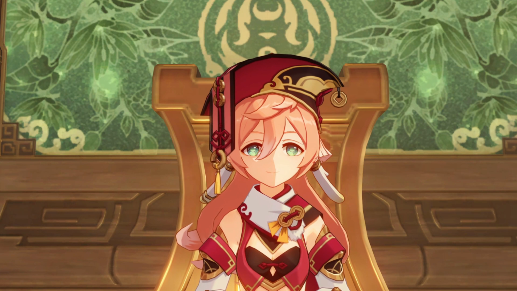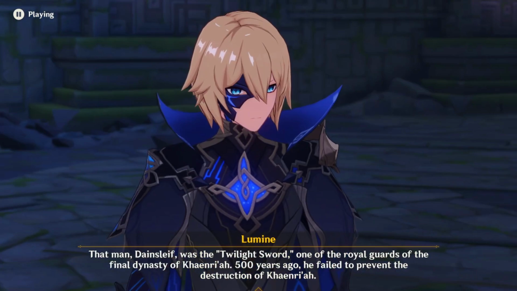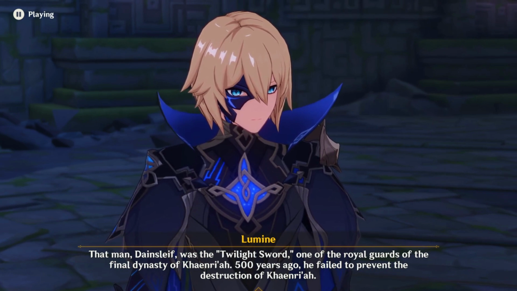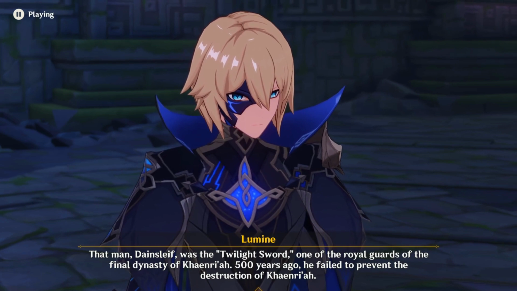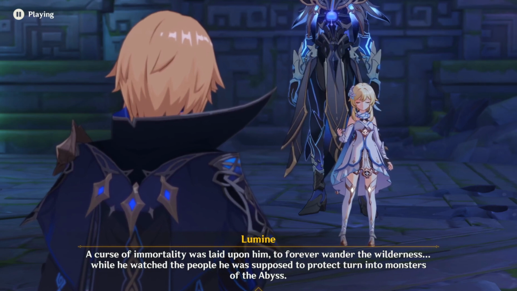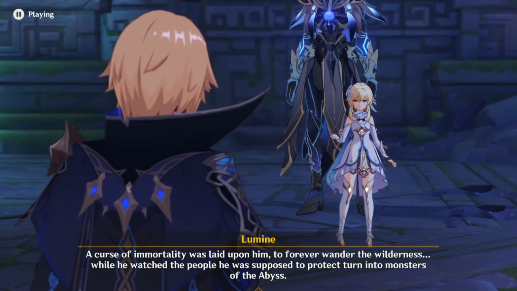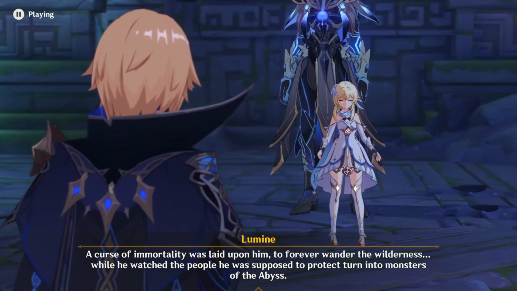But if you take a closer look, we can start to see a pattern forming, and their actions start to make sense. All the way back in version 1.4, we learned from the Abyss Twin that the Abyss Order is entirely made up of the former survivors of Khaenri'ah, who had been cursed with immortality, and this includes Dainsleif. This revelation mostly pointed to one primary objective or motive for the Abyss Order: to get revenge on the ones that destroyed their home and cursed them into these monstrous forms.